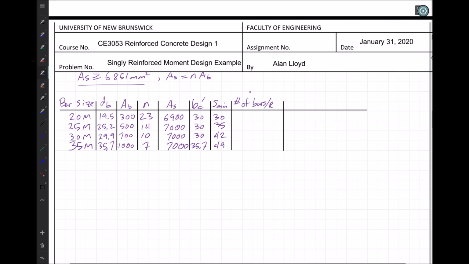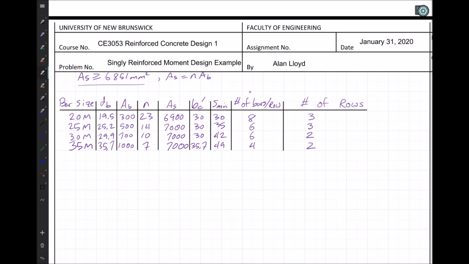bars per row, and we have 8 bars fit across that section for a 20M, 6, 6, 4 as we approach 35M. This means that if we have 23 bars for the 20M and 8 bars per row, we're going to need, in terms of number of rows, 23 divided by 8 gives us needing 3 rows, maybe not all of them full, but 2 full and 1/2 row basically. 3 rows, 2 rows, and 2 rows.